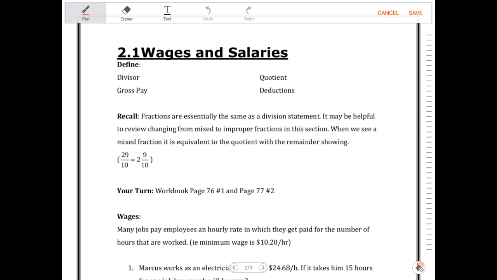Okay, we'll move on to 2.1, which is wages and salaries. So this is now where we're going to look at how this is all going to work out. There are some terms here. I don't really want to go over these too much right now, so I might just move down to the fraction part.